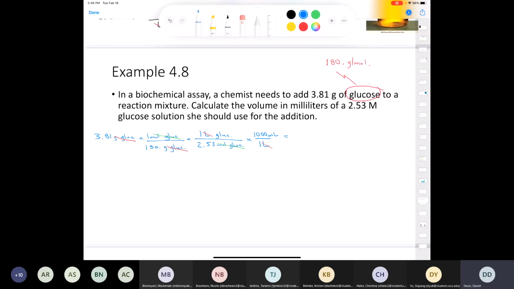And I'm going to double check my math here. So 3.81 divided by 180.16 times 1,000, and you should end up with 8.37 milliliters. 8.37 milliliters. So again, what the scientist would do is she would go and take 8.37 milliliters from this solution, and by doing that, she is adding exactly 3.81 grams of glucose, although it's in solution. Give me a thumbs up if you follow me on that one.